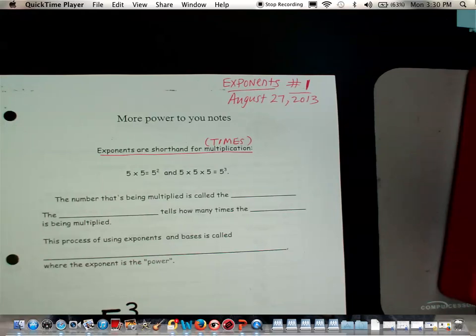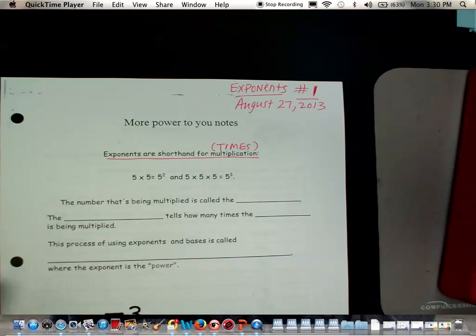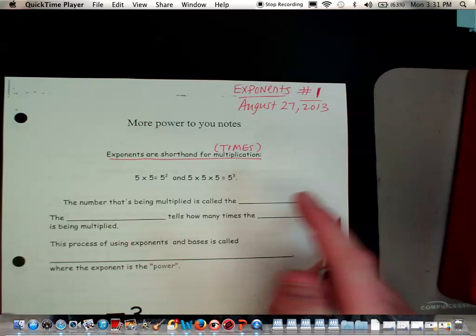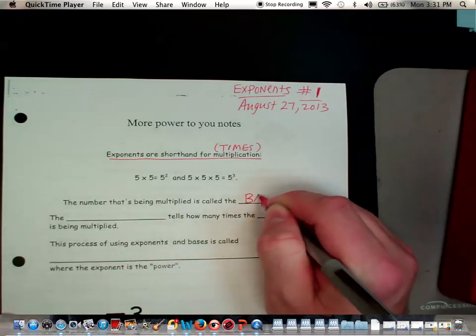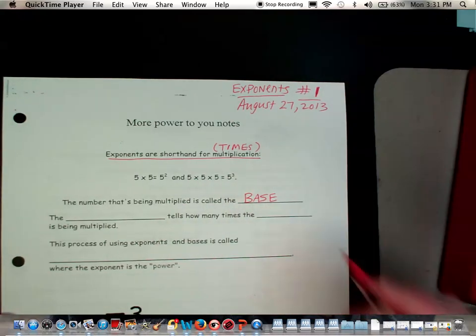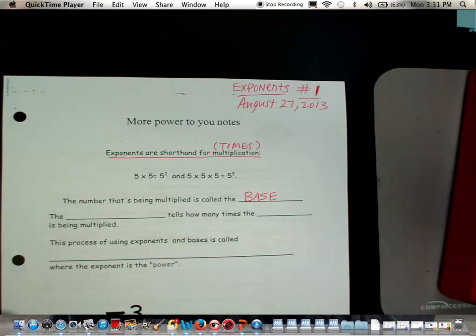Okay, now we're back, and this is what we're going to look at here. We're going to look at filling in this part with our colored pencils to help us out. Okay, so here comes our first part that we have. We have this part that says right here, it says a number that's being multiplied is called the base. Thinking, man, that's pretty simple. It's called the base. That's the number that's being multiplied.